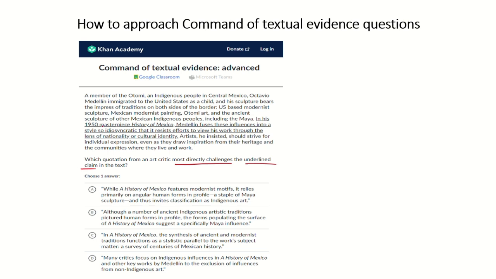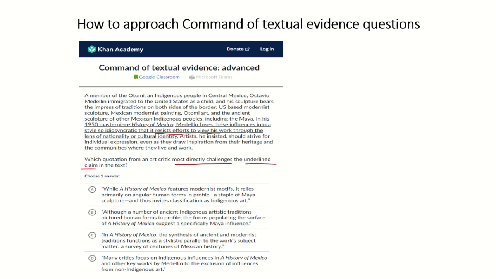So in his 1950 masterpiece, Madeline infuses these influences into a style so idiosyncratic that it resists efforts to view his work through the lens of nationality or cultural identity. So Madeline does not want his work to be viewed through the lens of nationality or cultural identity. Okay, so we need to find the answer choice that does view his work through the lens of nationality or cultural identity, right? That is the answer choice that will weaken the hypothesis.